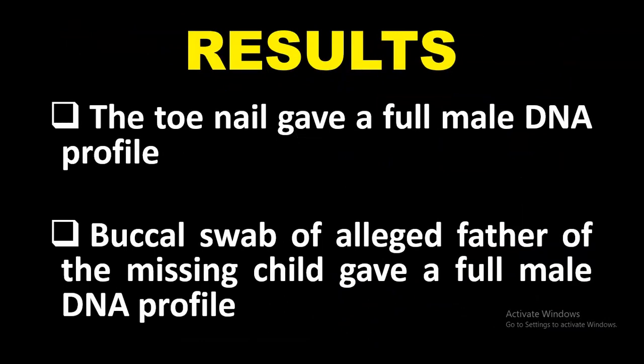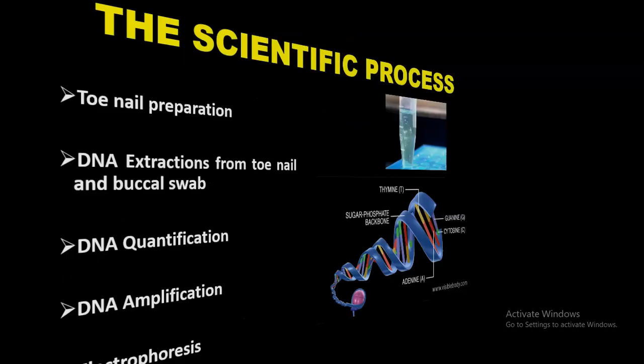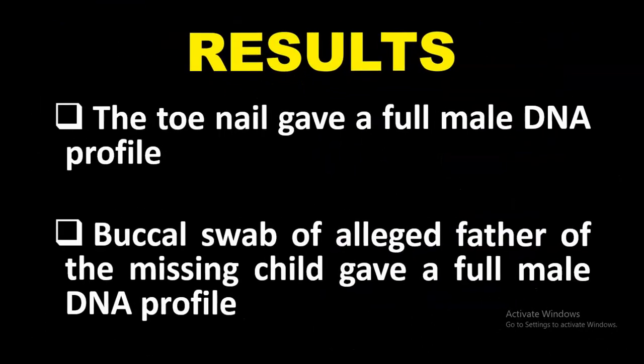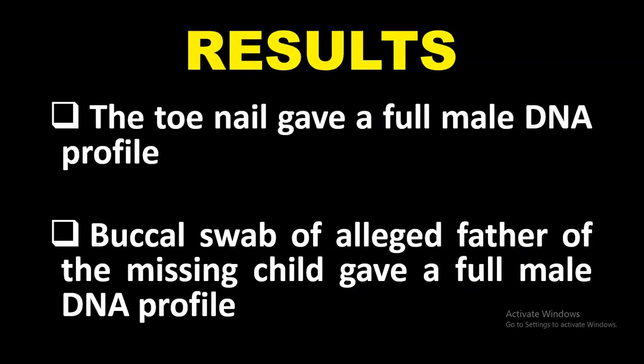So results. What results were obtained after going through these various scientific processes? The toenail gave a full male DNA profile, meaning the human remain was from a male source. So the toenail gave a full male DNA profile. Buccal swab from the alleged father of the missing child also gave a full male DNA profile.